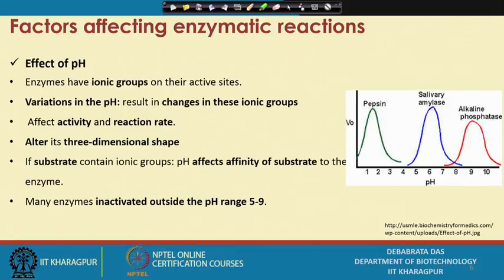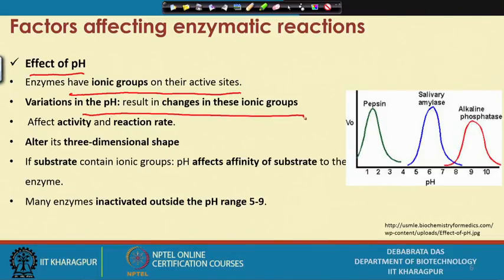Next, let me switch over to the effect of chemical parameters, and the first and most important is the effect of pH. The pH plays a very important role in biochemical and enzymatic reactions. Now the question is why? The reason is that enzymes have ionic groups on their active site. Am I right? Variation of pH changes their ionic groups. They may be positive, negative, or neutral. Now suppose the active site is positive, and the substrate is negative.